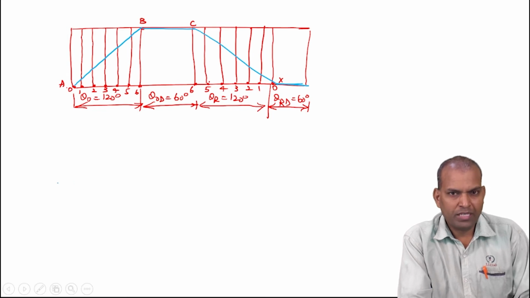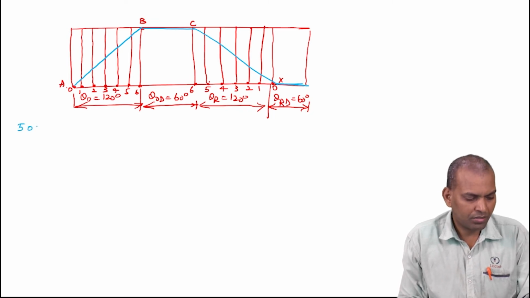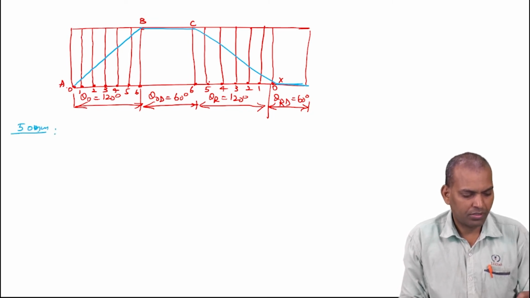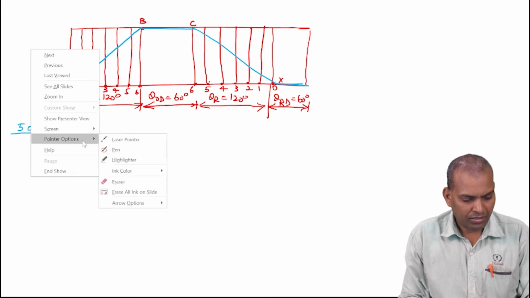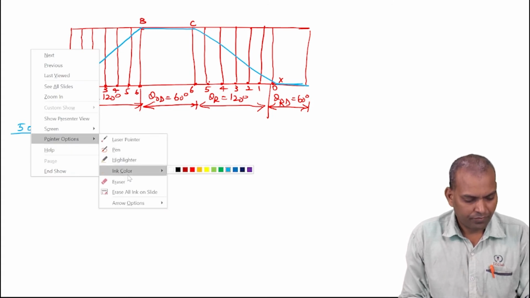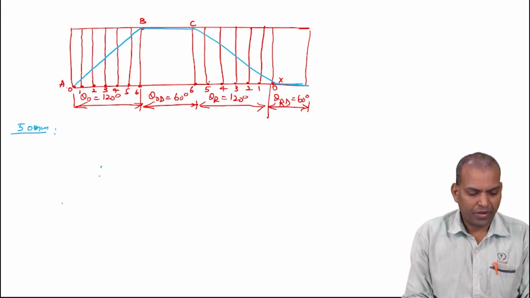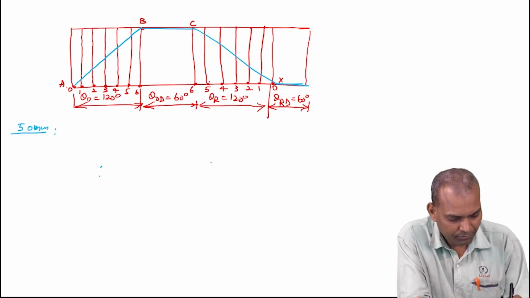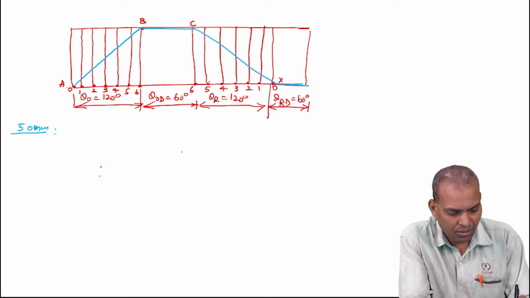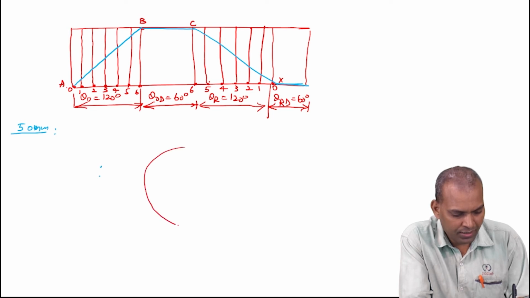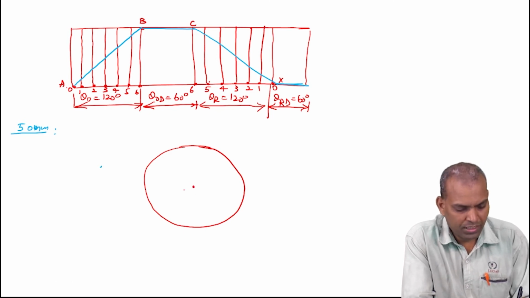Now, as given, the basic radius of the cam is 5 centimeters, that is 50 millimeters. So draw a circle having the radius of 50 millimeters, which is 5 centimeters. Here I am using a freehand sketch; you have to use a compass. Draw a circle of 50 millimeter radius. This is the center.